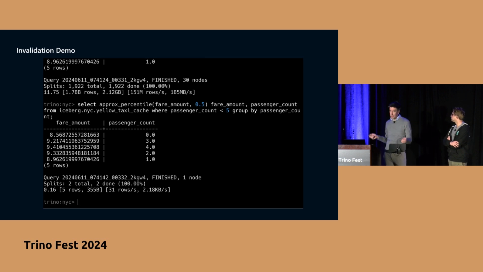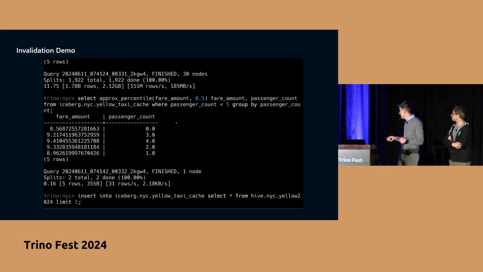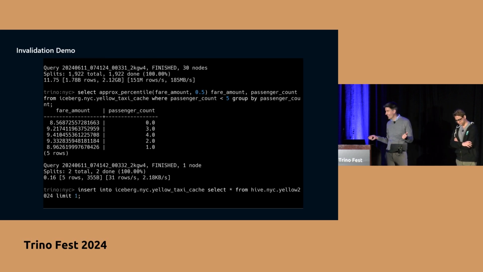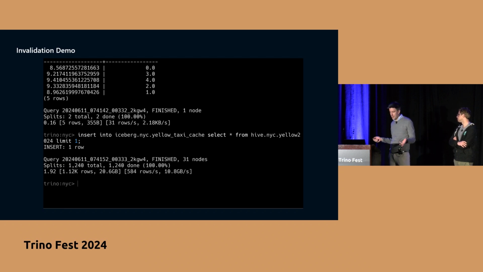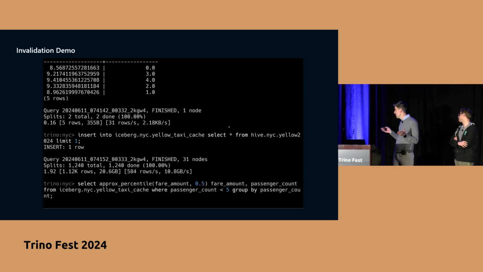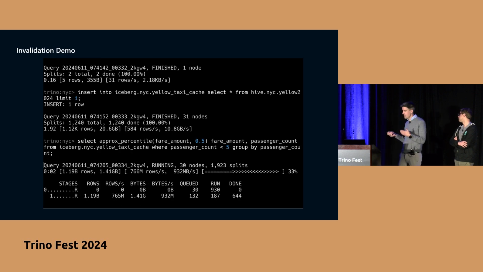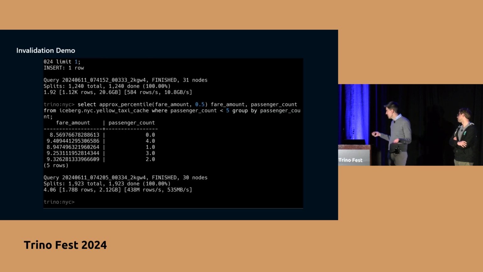Okay. Now, what we're going to do is a modification to the Iceberg table. I'm going to insert one row into the Iceberg table. And this will modify the Iceberg metadata. As our cache key is the physical plan, this now means the plan will have changed. So when I run the query again, without having to do anything, it's no longer going to read from cache. It's now going to read directly from the storage and update the cache as we go.